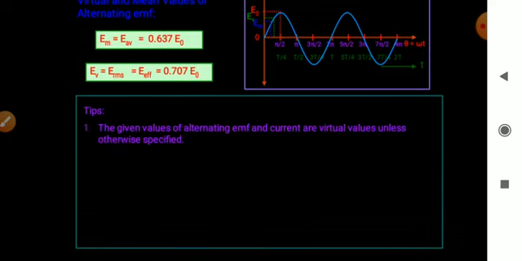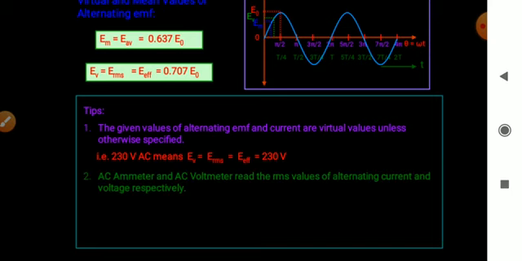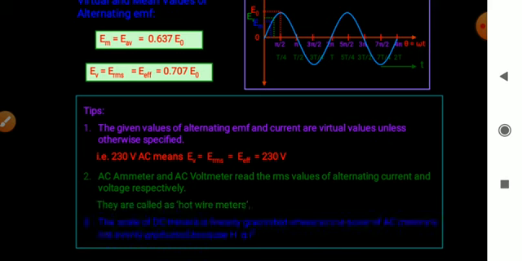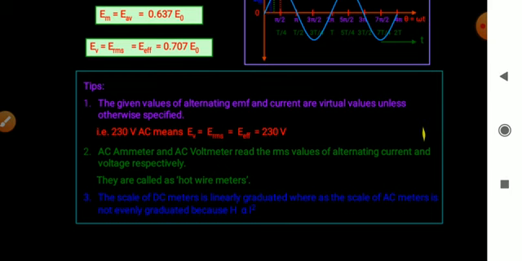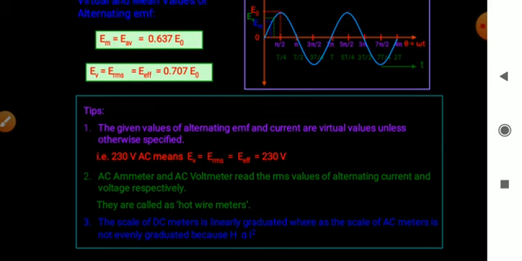Now the given values of alternating EMF and current are virtual values unless otherwise specified. Second point is 230 volt AC means E V equal to 230 volt. AC ammeter and AC voltmeter read the root mean square values of alternating current and voltage respectively, and they are called hot wire meters. The scale of DC meter is linearly graduated, whereas the scale of AC meter is not evenly graduated because H is directly proportional to I squared. I hope this is clear to you.